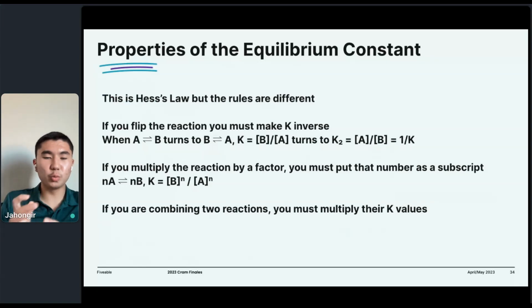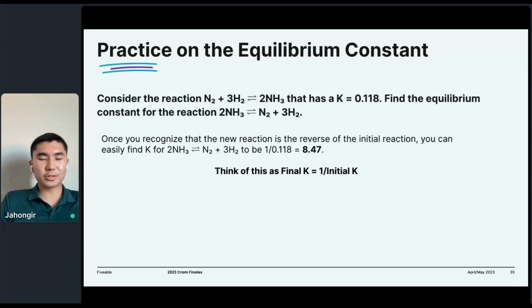And if you're combining two reactions, you must multiply the K values. Now, in Hess's law, we added the enthalpies. But for the equilibrium constant, you have to multiply all those K values. So you can see how they differ, but it's still kind of like solving a puzzle. Let's do some practice on the equilibrium constant, and just to show you how it's different from the rules that we learned from Hess's law.